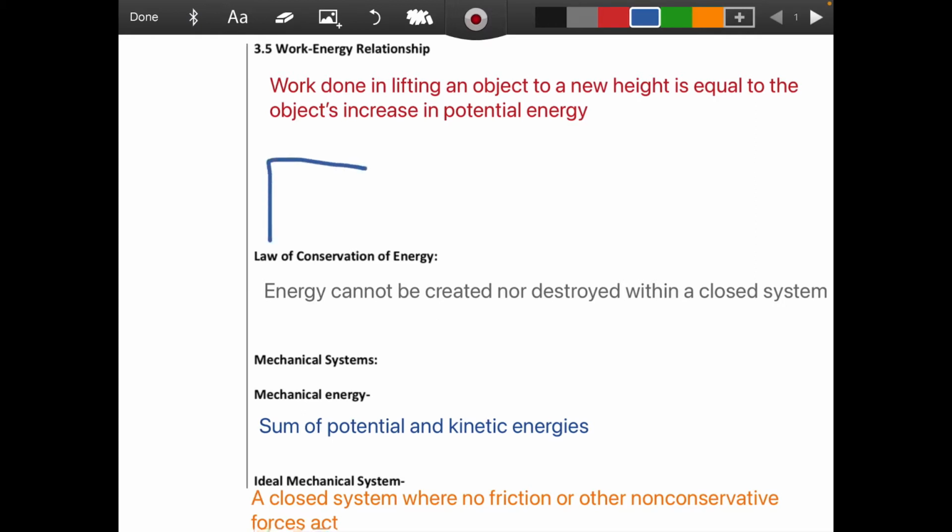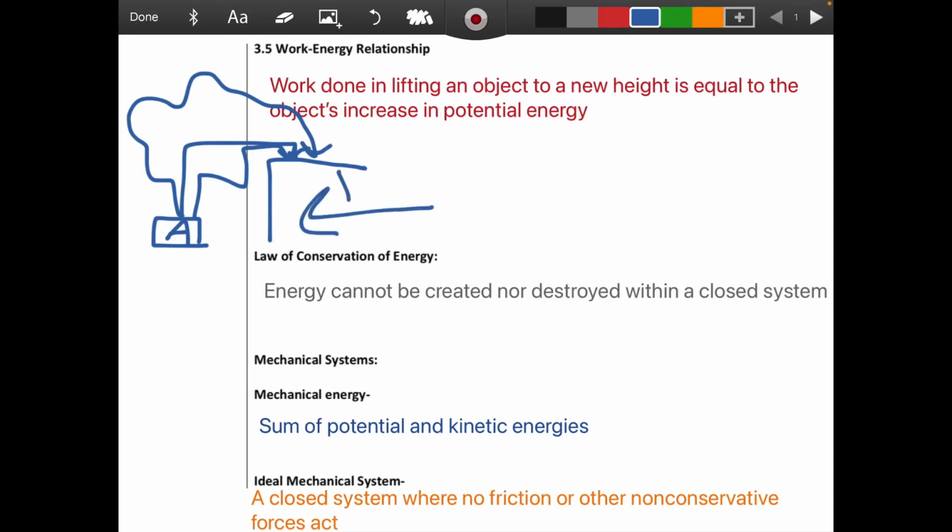So if I have some table here, and let's say I have object A here, and I want to lift it to the height, whether I lift it in that path, if I lift it in a path something like that, or if I go all the way around here, regardless, the amount of work done is going to be the same because that path is the same. Where this would not be the case is when we have something that's considered a non-conservative force. So in this case, the force of gravity is a conservative force.